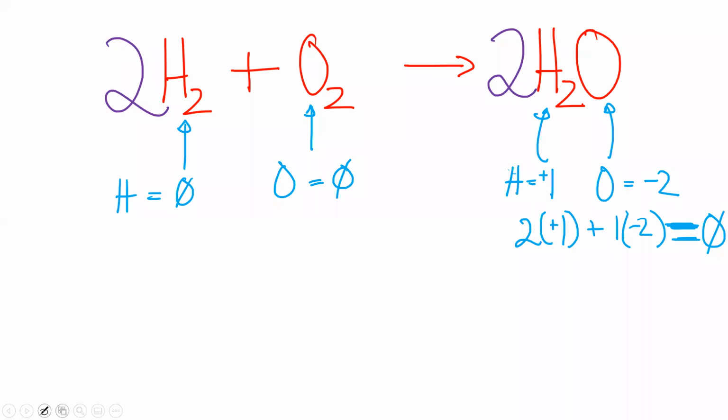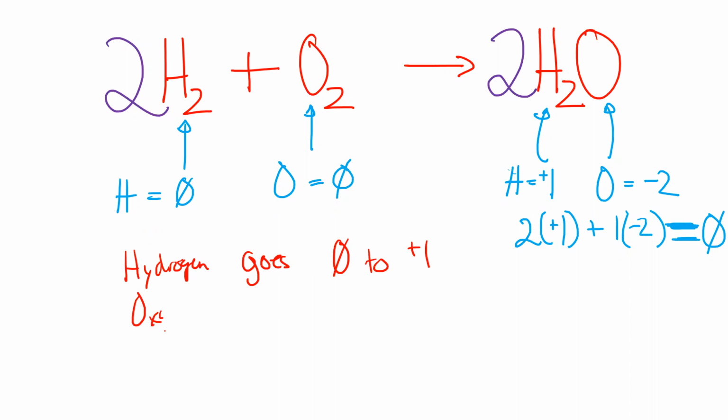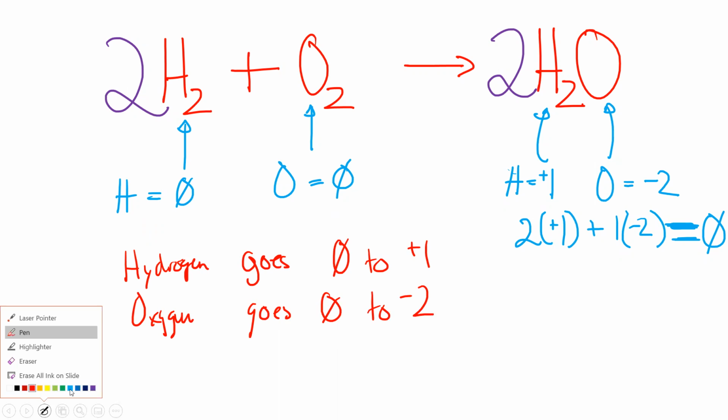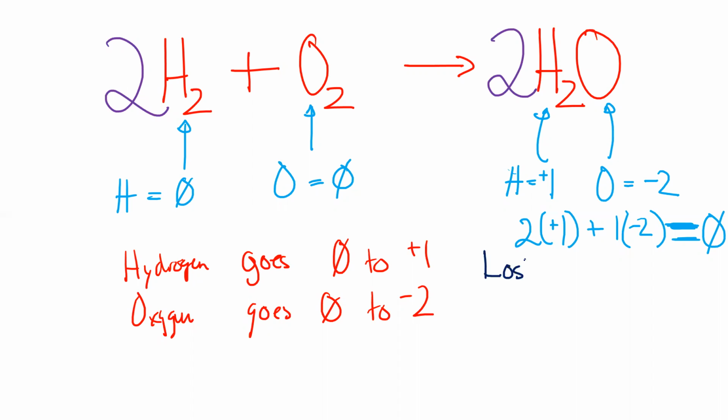Now, look at the change. Hydrogen goes 0 to +1. Oxygen goes 0 to -2. So, what is happening to hydrogen? Has it gained an electron or lost an electron? It has lost an electron. You've lost an electron. You've lost a charge.